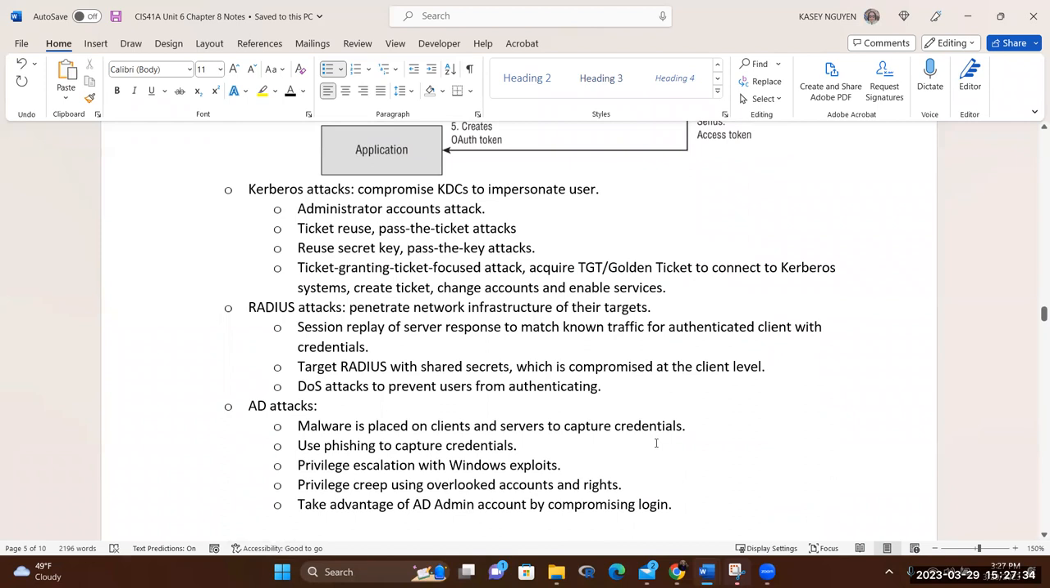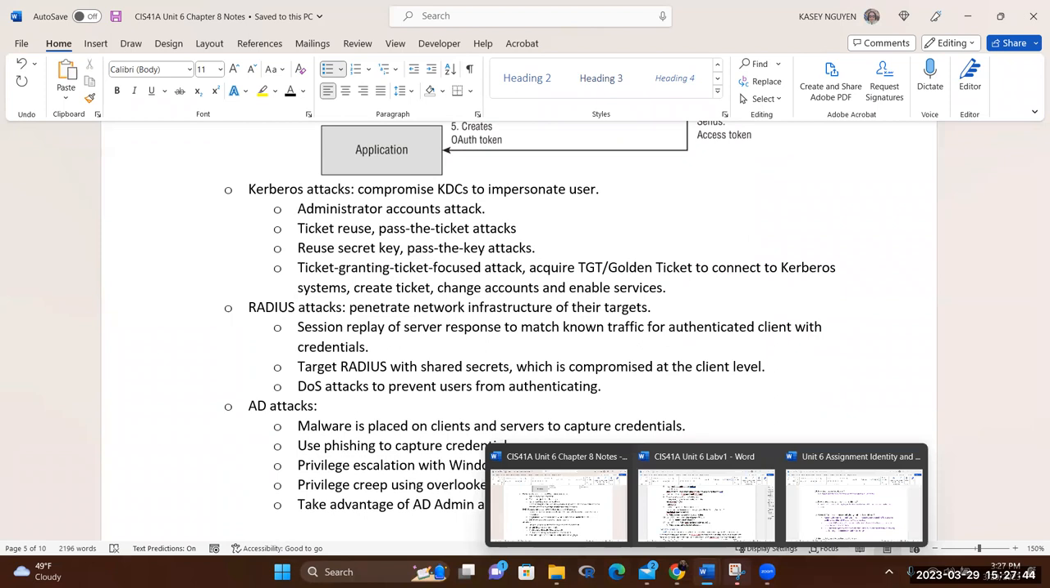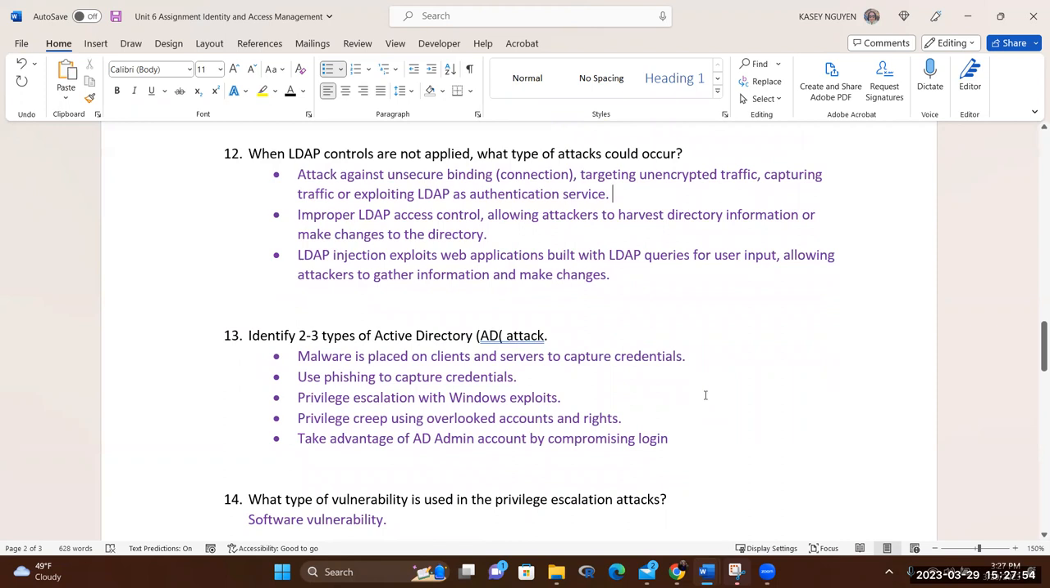Right, you will have scenario questions on the certifications that will be focused on different areas of attacks. SecurityX is really addressing how we can close the vulnerability and how we can reduce the attack surface. So for 13, you just have to identify 2 to 3 types of AD, or Active Directory, attack. Sorry, I was sleepy when I typed this.